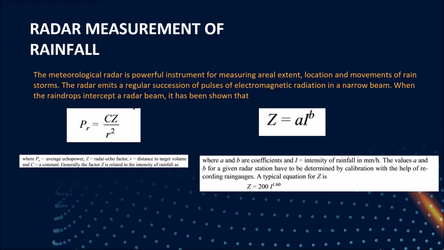The values A and B for given radar stations have to be determined by calibration with the help of recording rain gauges. A typical equation is Z = 200 I^1.16. A meteorological radar operates with wavelengths ranging from 3 to 10 cm, the common values being 5 and 10 cm. For observing details of a heavy flood-producing rain, a 10 cm radar is used, while for a light rain and snow, a 5 cm radar is used.